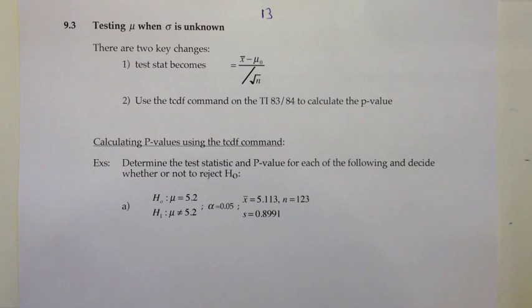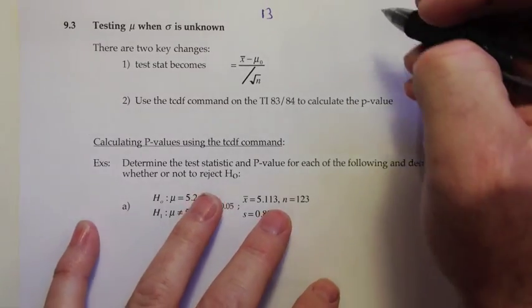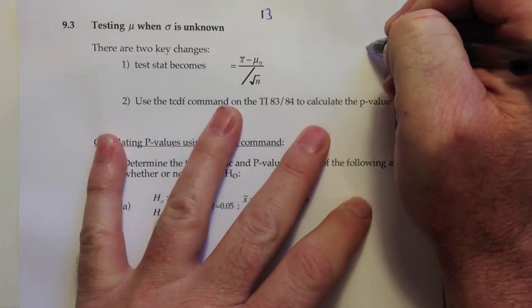Section 9.3, Testing mu when sigma is unknown. In this section we're going to switch from doing tests on population proportions to population means, and we want to look at what changes happen with that. There are two key changes. One of them is we get a different formula for our test statistic, and that in turn changes how we get our p-values.